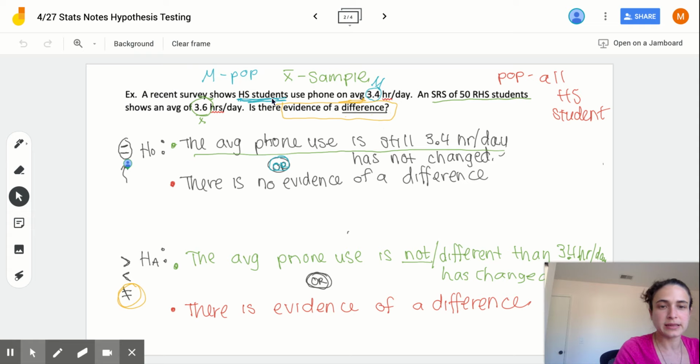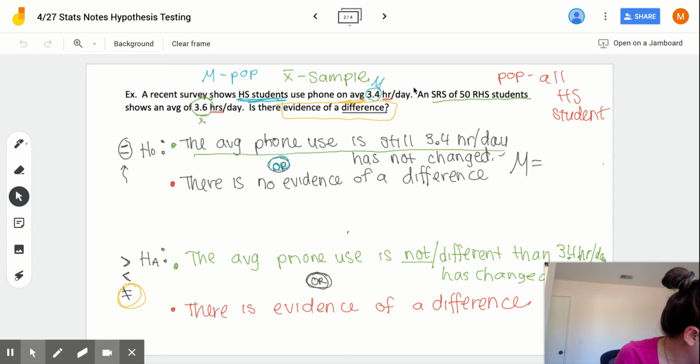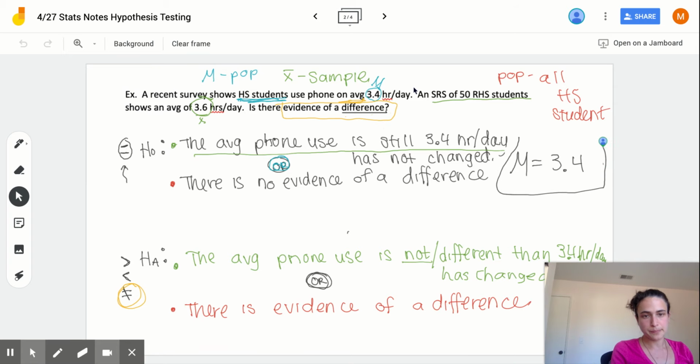It should always be that the mean or the proportion of the whole population is equal to some number. So in this case, we're going to claim that the average phone use for high school students is what number? The mean here is 3.4. So if nothing has changed, then the average high school student's phone use should still be 3.4 hours a day, meaning the mean should be equal to 3.4, assuming the number has not changed since they did that study back in the day. So that's how you symbolically write H0.